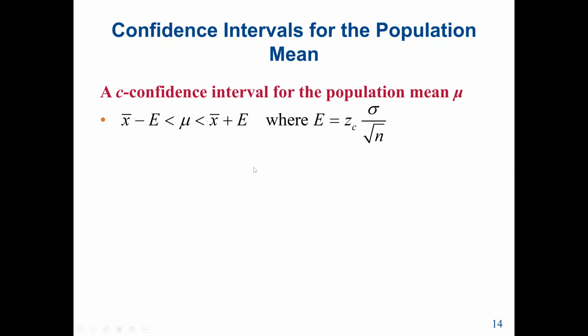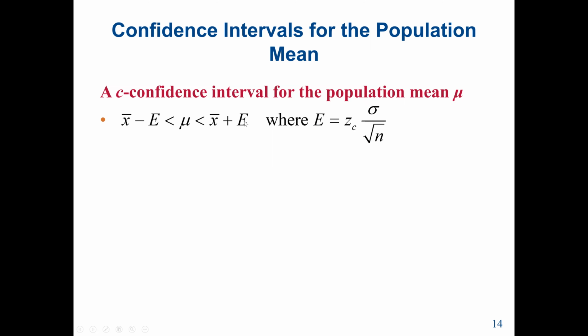Next is the confidence interval for the population mean mu. If I want to find the confidence interval, here you can see that we are going to subtract the margin of error from the sample mean, x bar, and it should be greater than the sample mean minus the margin of error E, or it should be less than the sample mean plus the error E. So that will be our confidence interval.